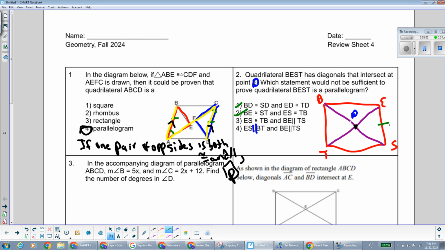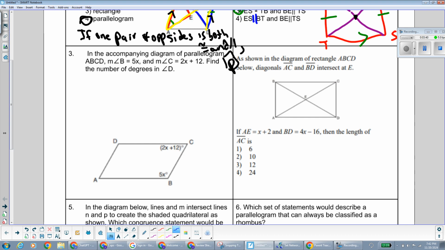ES is congruent to TB, and BE is congruent to TS. That doesn't work. It needs to be one pair of opposite sides that is both congruent and parallel. It can't be this one congruent and this one parallel. That's not going to prove it's a parallelogram. So actually, I'll leave the markings because that is the one that's not sufficient. That is the correct answer choice. The last one is both pairs of opposite sides parallel, which does prove that we have a parallelogram.